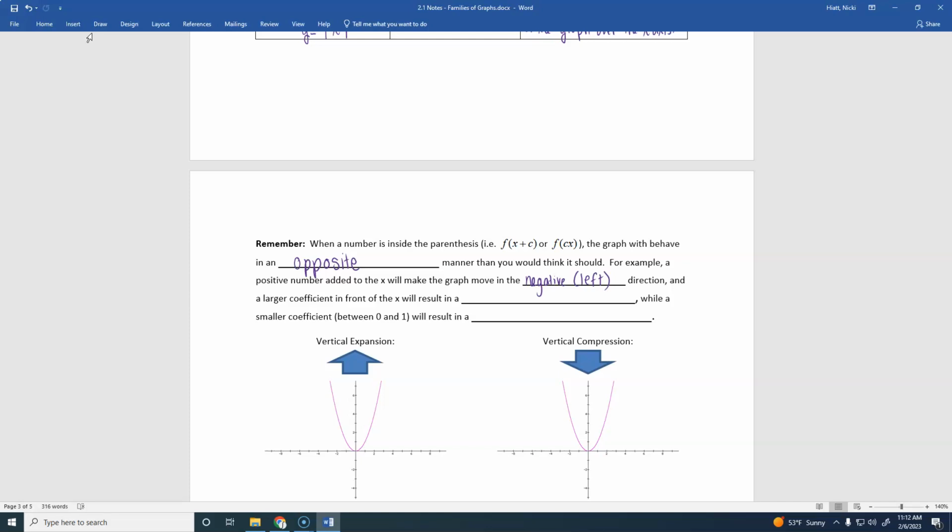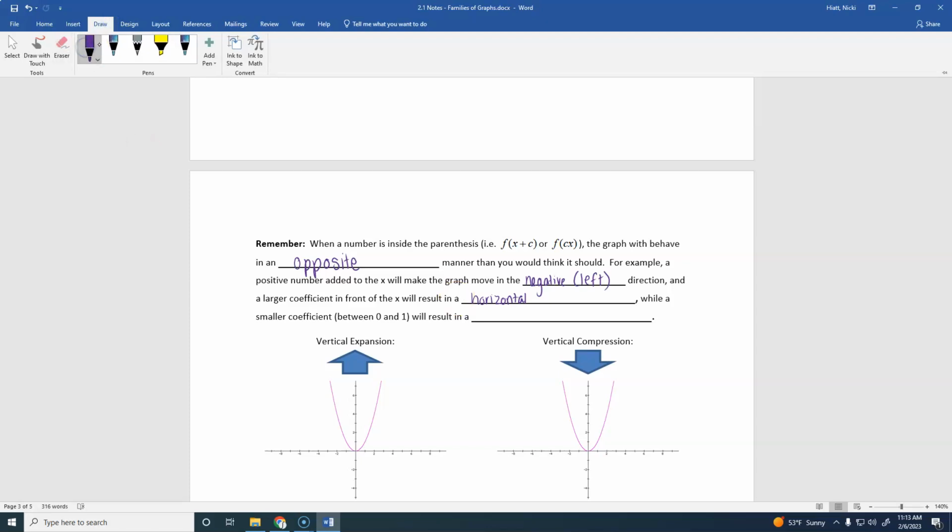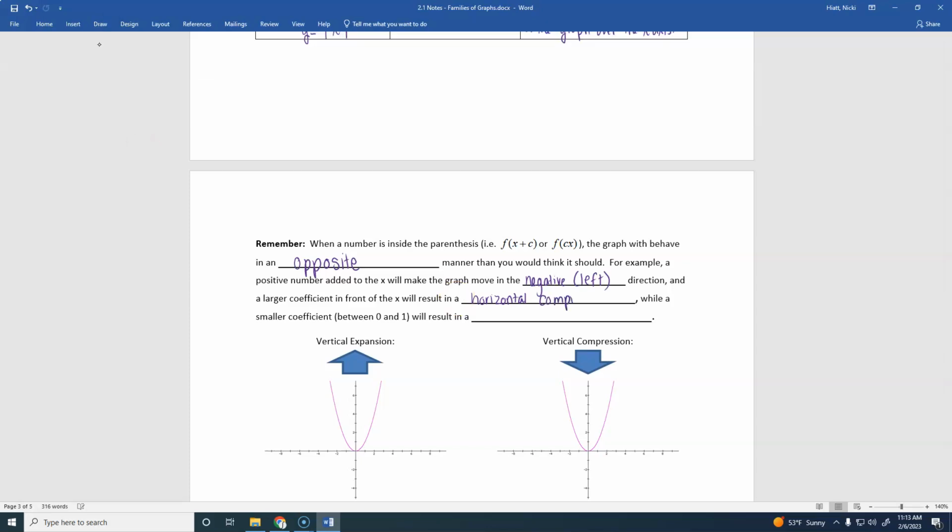And a larger coefficient in front of the x will result in a horizontal compression, while a smaller coefficient, something between 0 and 1, will result in a horizontal expansion.